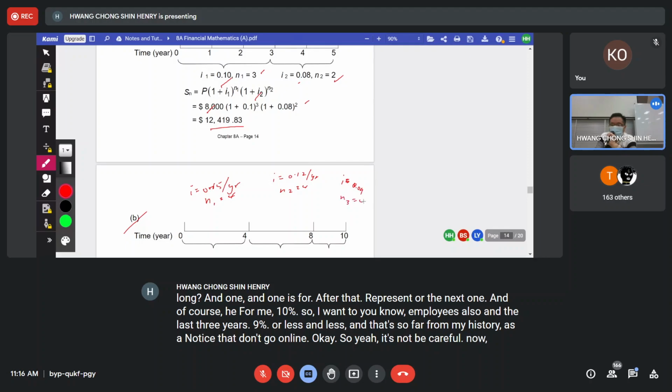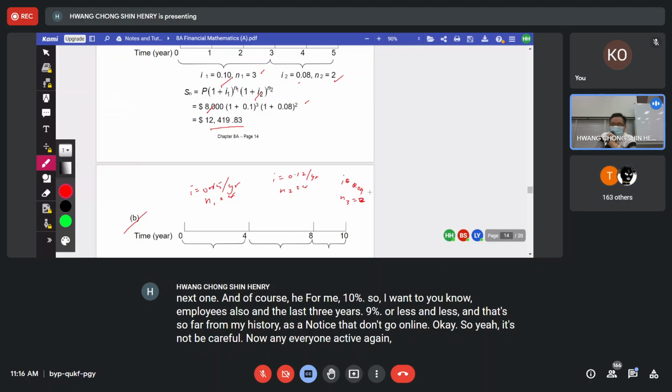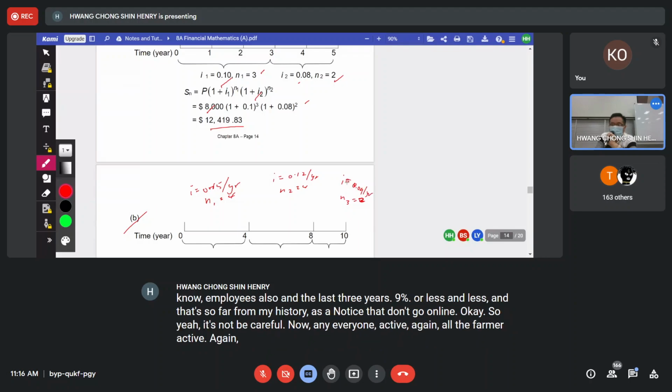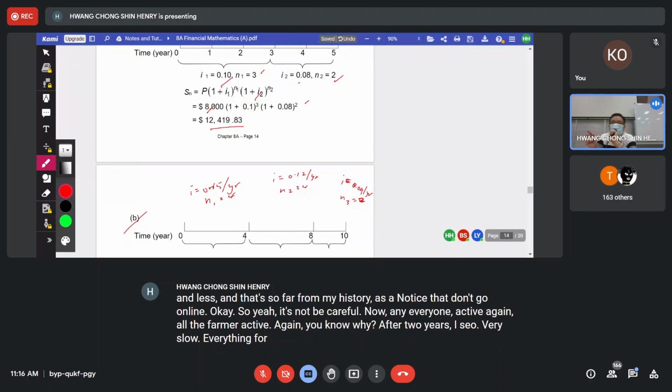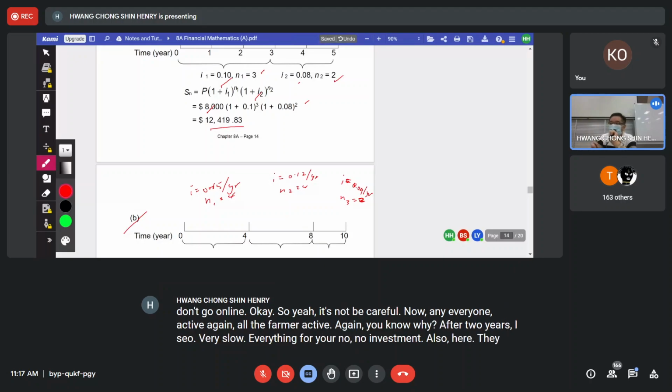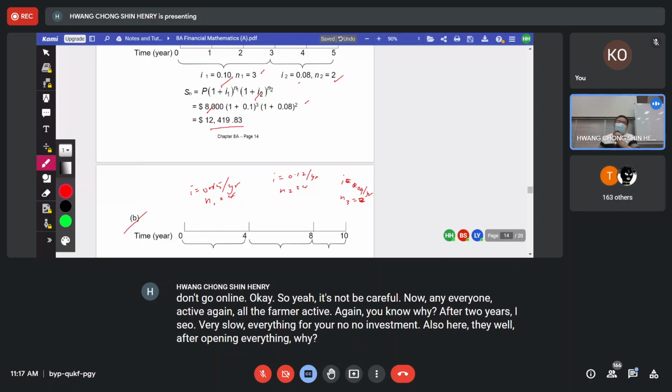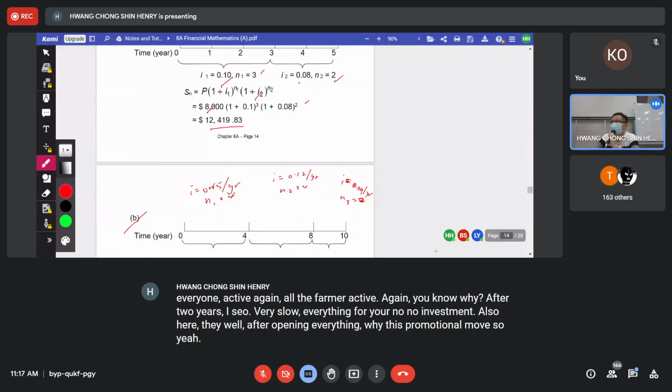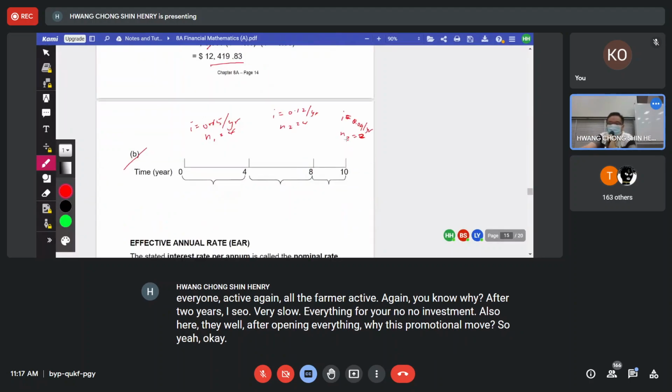Now everyone is active again. All the funds are active again. You know why? After 2 years, MCO very slow, everything quiet, no investment offer here and there. After they open everything, everybody is aggressive again. Show this campaign, this promotion, to attract people already. So be careful. Alright, how much money do we earn here?